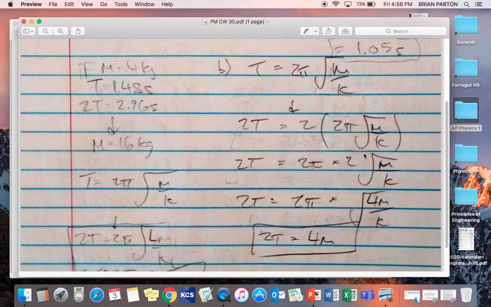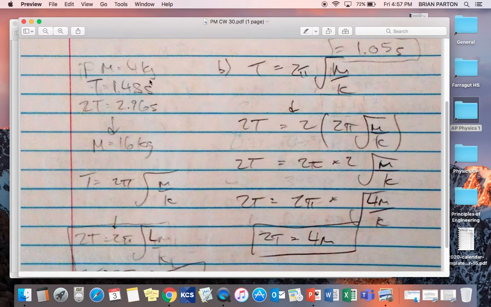or just rearranging that, I can algebraically rearrange that to say 2 pi times 2 times m over, or actually I think I skipped a step here. So 2 times that, so basically I'll just let you work that out. I looked at this earlier, but if you work that out algebraically, you will get that doubling the period results in quadrupling the mass.